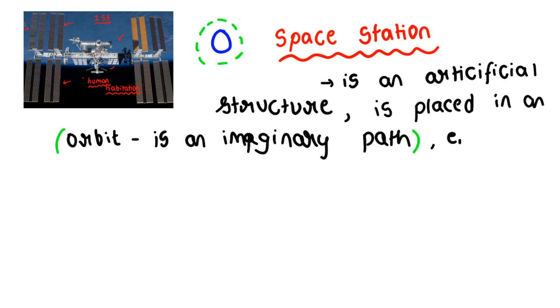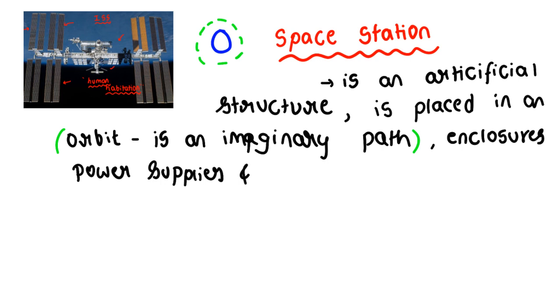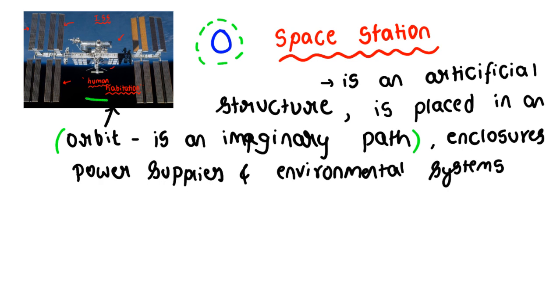After that, see, it also has enclosures. Meaning, when you see this picture, it is a fully closed one. Clear? And it has power supplies and environmental systems. Sir, environmental systems for what? To support the human habitation. This is what I am emphasizing here, right? Here I have emphasized human habitation, meaning some people will stay there.